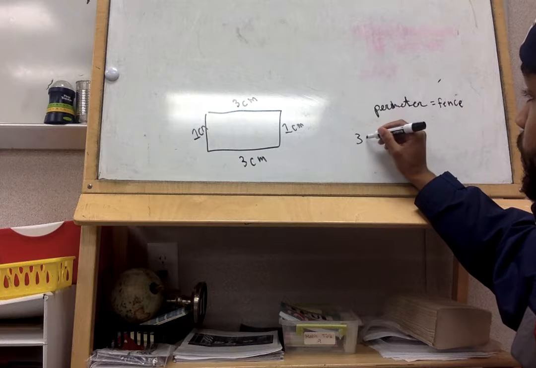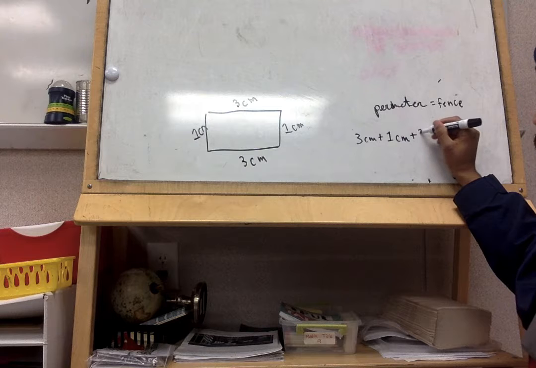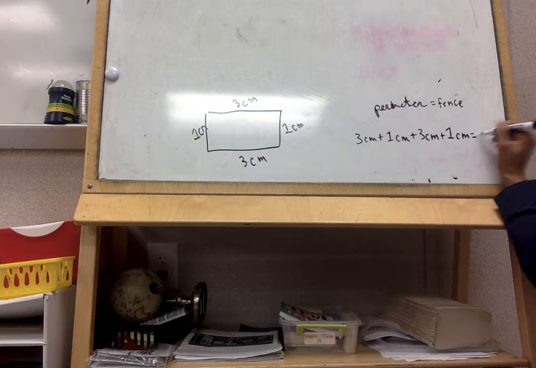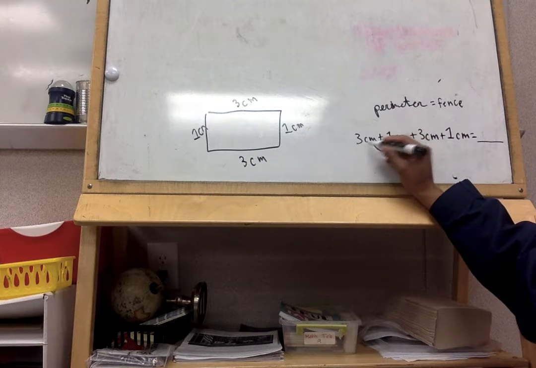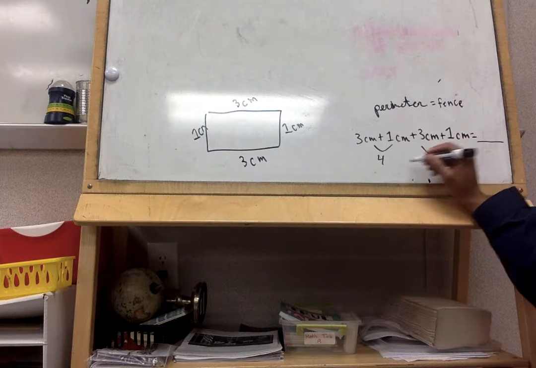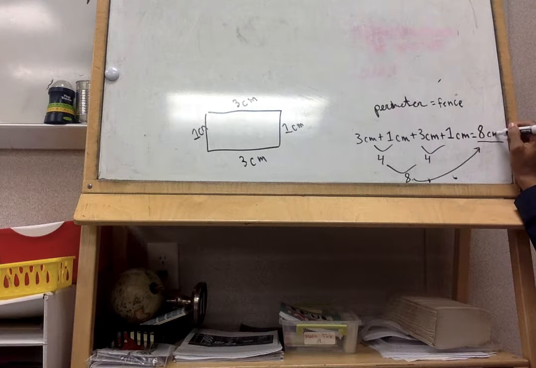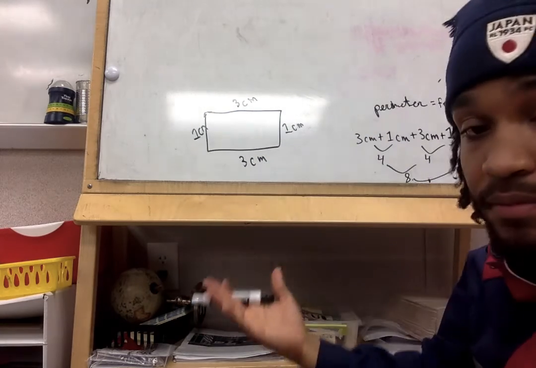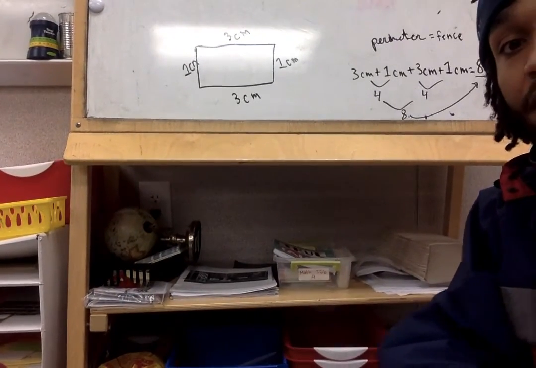So we have 3 centimeters plus 1 centimeter plus 3 centimeters plus 1 centimeter equals the perimeter. Okay, add that up. 3 plus 3 is 6, 1 plus 1 is 2. Sorry, 3 plus 1 is 4. 4 plus 4 equals 8. And the answer would be 8 centimeters. So if you were to cut this and put it in a straight line, it would make 8 centimeters. I apologize for the glare.